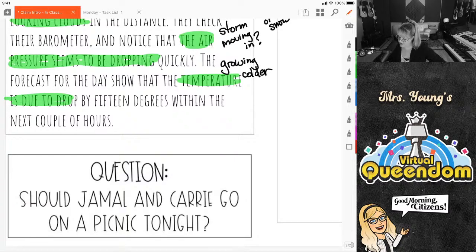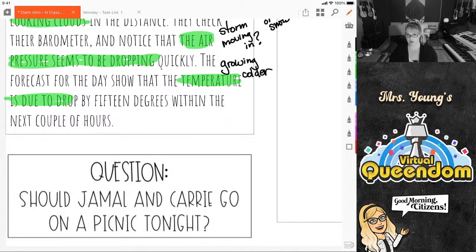Aiden, good. Rephrase. He said, I do not think that Jamal and Carrie should go to the picnic tonight. That's good. Rephrase it a little bit. You guys are popping all the way to reasoning. Right now, Aiden is the closest. I do not think that Jamal and Carrie should go on the picnic tonight. That's close. So, Lexi, that goes into reasoning.